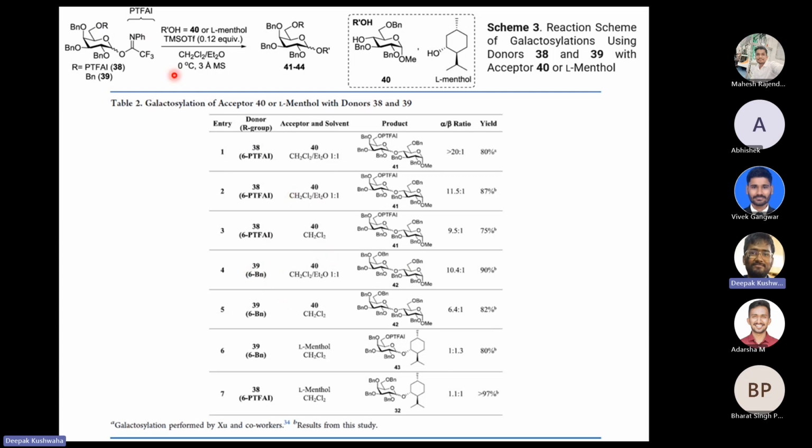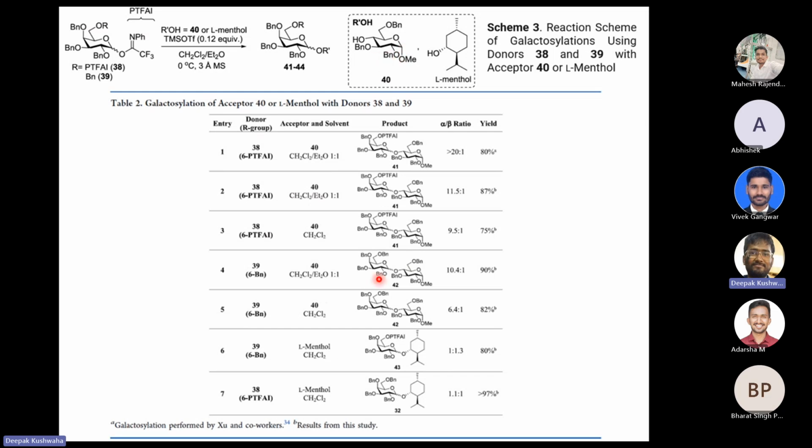So they thought there could be a role of this PTFA, but when they used just a benzyl protected donor at the C6 position, they are also getting good alpha selectivity, although it is not as good as this ratio. So to check the role of, again, since here they are using this sugar acceptor, this is already known in the literature.